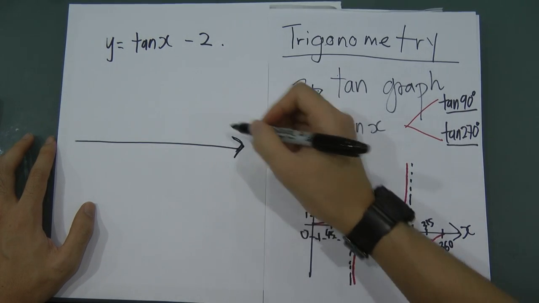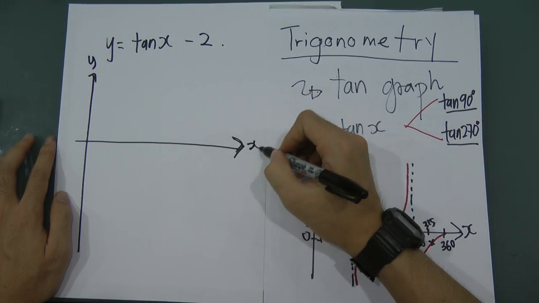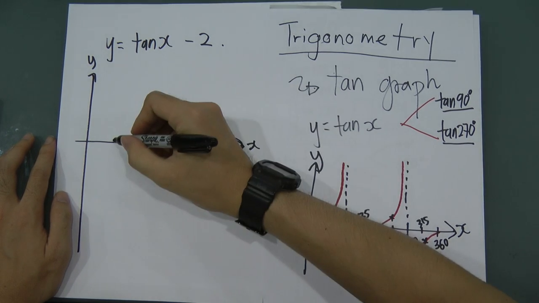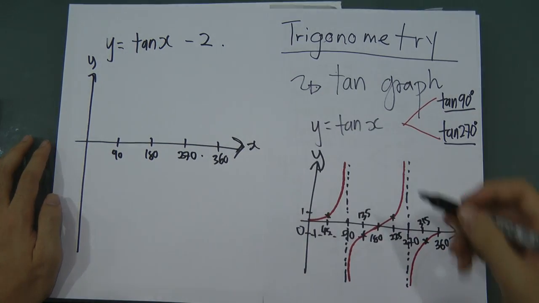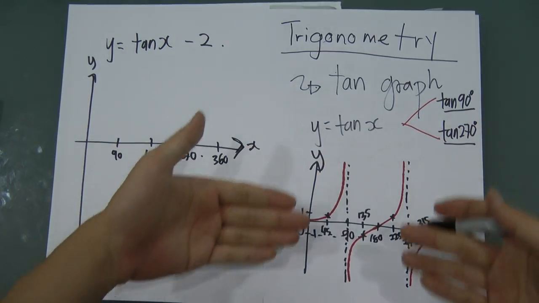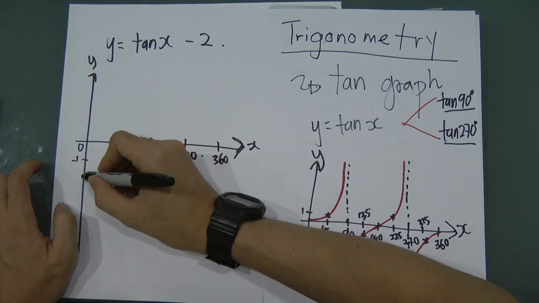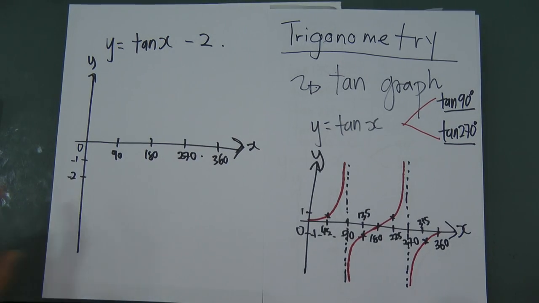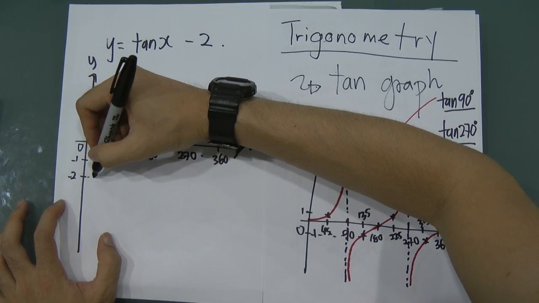Same thing, x is from 0 to 360. So I'm going to draw something like this. This is y, this is x. I'm going to divide the same way. 180, here will be 360, here will be 90, here will be 270. And I say minus 2 means the whole graph will go down 2 units. So this is 0, imagine this is negative 1, and this one will be negative 2. Because the whole graph goes down, negative 2 is now very important, so I'm going to draw this line carefully.